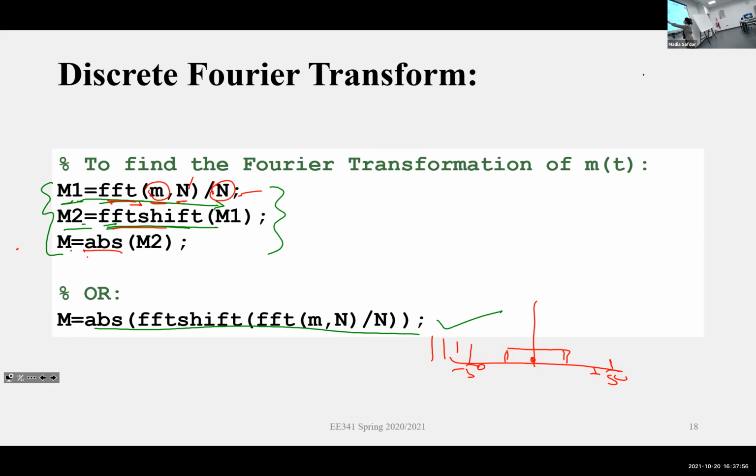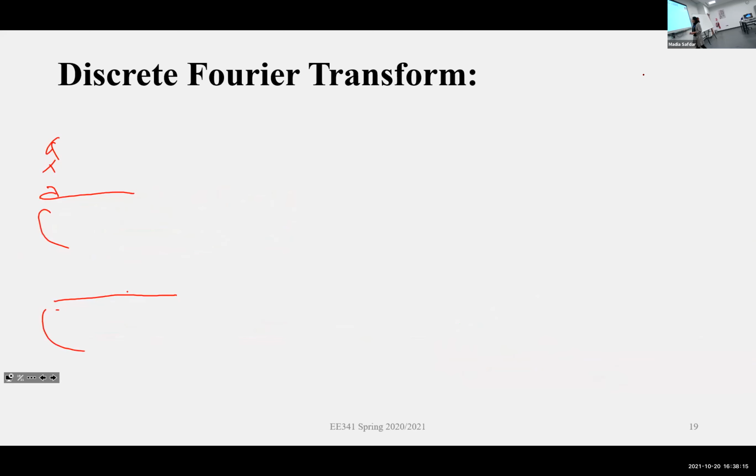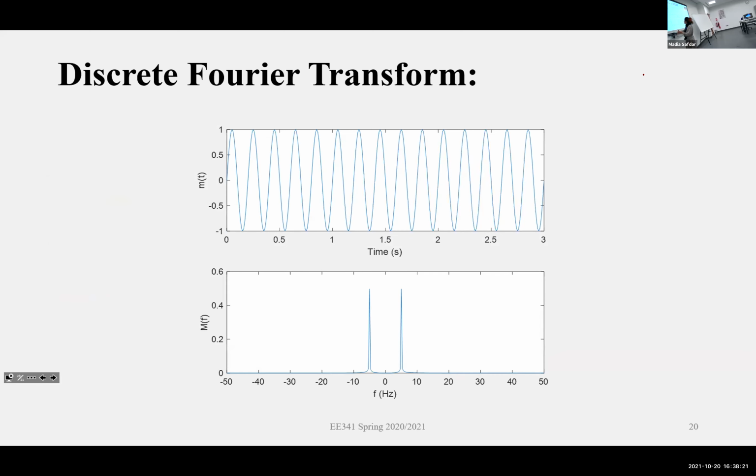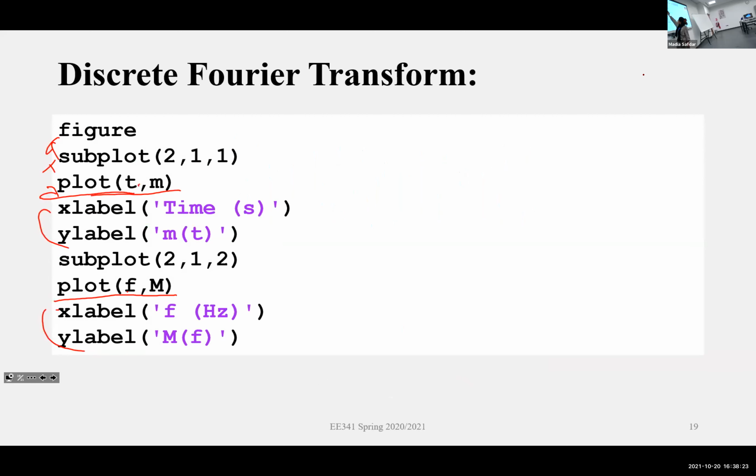Okay, so either you write these 3 commands or you write this 1 command. This is the same. This takes the FFT of this signal and then takes FFT shift and then absolute value. These 3 steps are the same as this. Then the last step, you will plot this signal. This is the time domain signal, and then here you will plot the frequency domain signal.